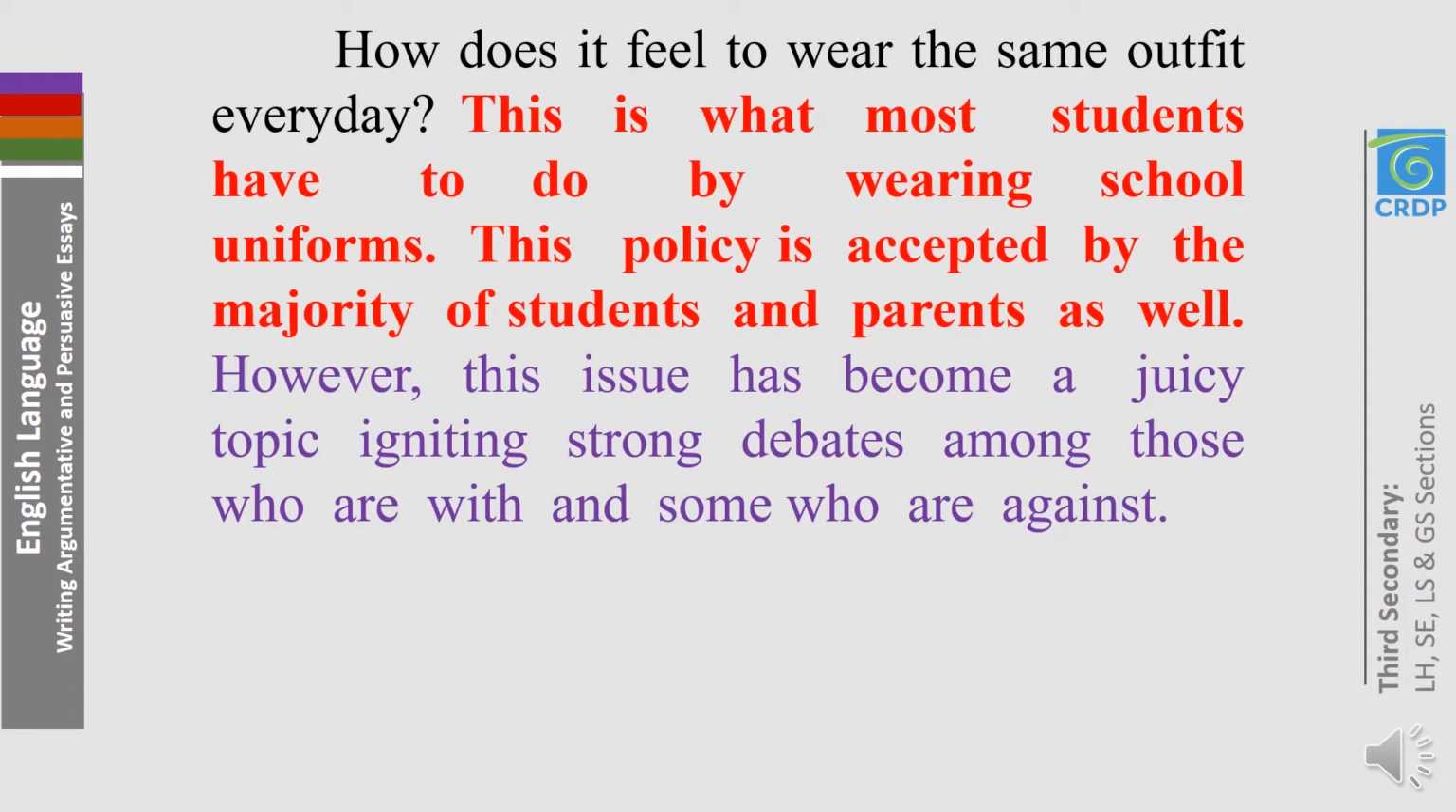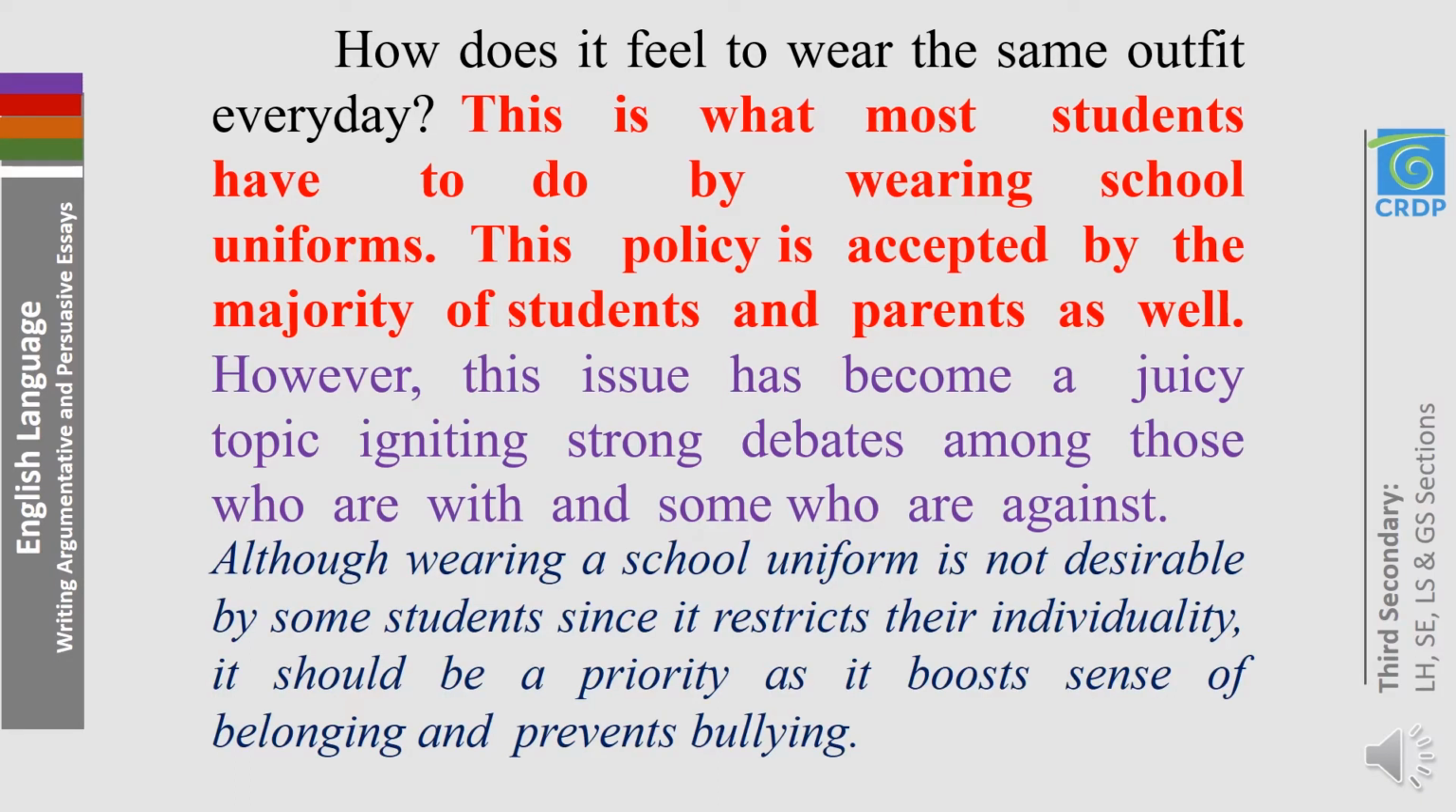As you're done with the hook, general statement, and the lead-in sentence, it's time to write your thesis. The thesis starts with a transition that shows contrast before you mention the counter-argument and the reason behind it. See the example here. Although wearing a school uniform is not desirable by some students since it restricts their individuality, it should be a priority as it raises sense of belonging and prevents bullying. The second part of your thesis introduces your stand with the reasons that you're going to elaborate on in the first 2 or 3 body paragraphs.